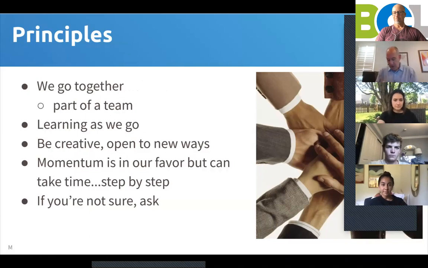So before I start, I just want to show off a little pin that a fellow member of my local chapter. Can you see this? Yeah, we can see it.